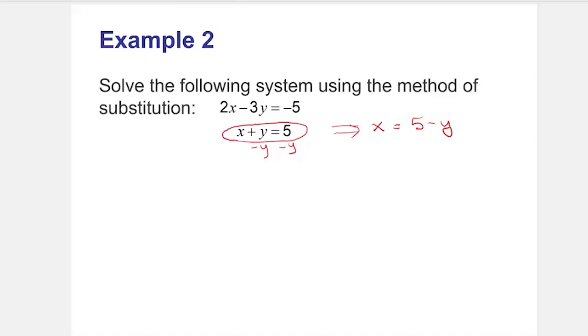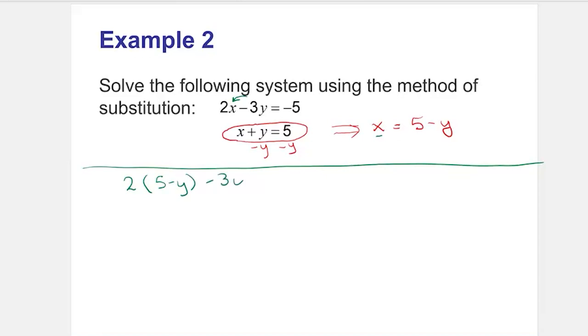And now I can just plug the y value in for x. So since I know x equals 5 minus y, I'm going to plug that in here for this x. So I have 2 times, well, x is now equal to 5 minus y, minus 3y equals -5. And then we just solve this equation. So we have 10 minus 2y minus 3y equals -5. I'm going to combine like terms. So -2 minus 3 is -5y equals -5.